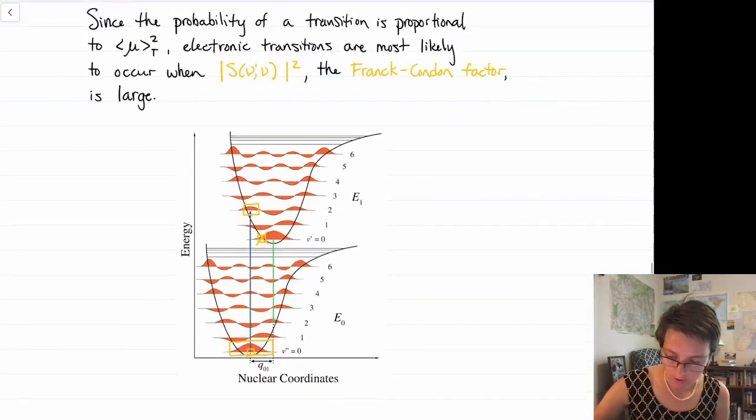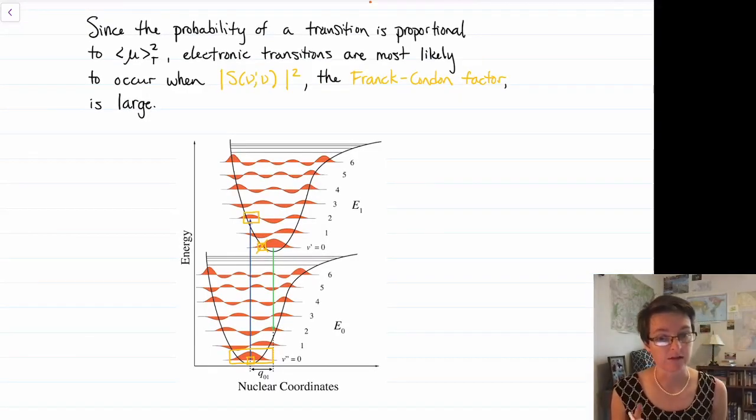And so the hope is that if I give you a diagram that looks like this, you'll be able to see why it is that a transition from the nu equals 0 state in the ground electronic state up to the nu equals 2 state is most probable. And hopefully you also see that if we shift the positions of our electronic ground and excited state, that's going to change what vibrational state is most probable for us to transition into.